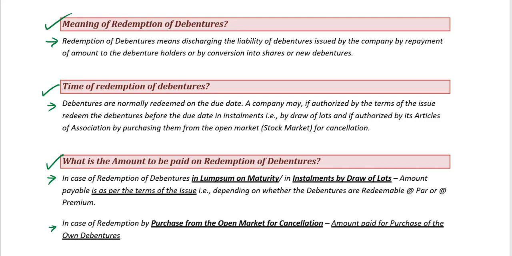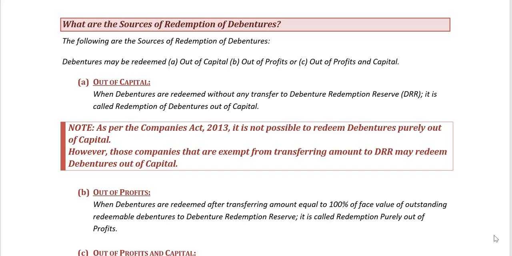In the case of redemption by purchase from the open market for cancellation, the amount paid on redemption is equal to the amount paid for the purchase of the owned debentures. What are the sources of redemption of debentures? Debentures may be redeemed out of capital, out of profits, or out of profits and capital.